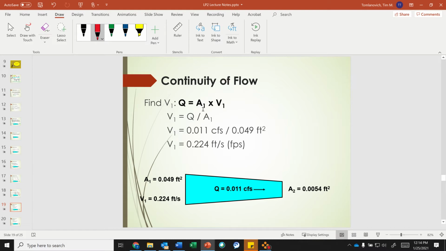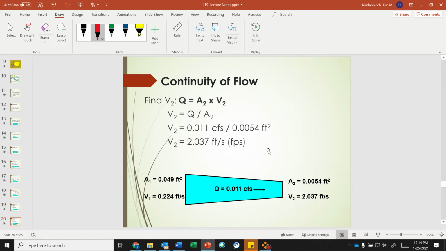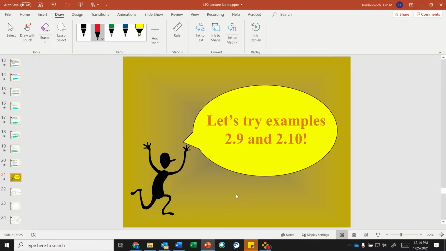So if you look at that, Q divided by A1, you get 0.224 feet per second for V1, and then Q divided by A2, I get 2.037 feet per second. Okay, so as you can see, area goes down, velocity goes up. Area goes up, velocity goes down. All right, let's do 2.9 and 2.10 in your textbook.